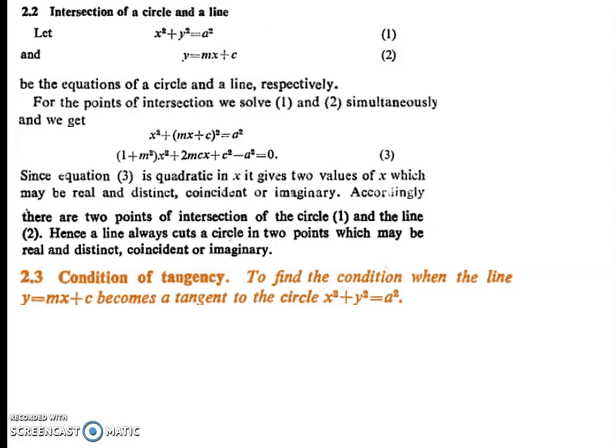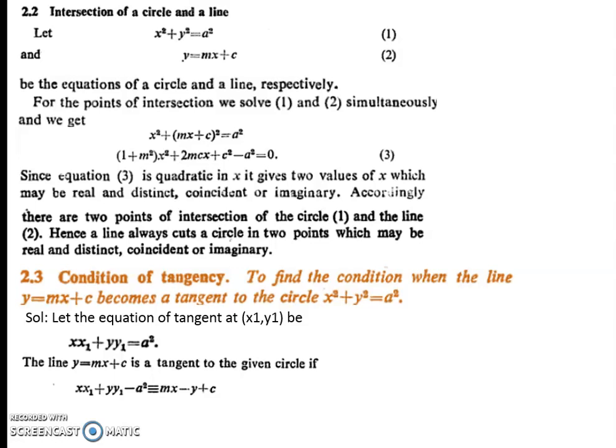So coincident roots are required to find the condition when the line y is equal to mx plus c becomes the tangent to the circle. So what we do, we put the value of y into the circle. The equation of tangent is xx1 plus yy1 is equal to a square, but the given equation y is equal to mx plus c is a tangent to the given circle. So both the lines are coincident.